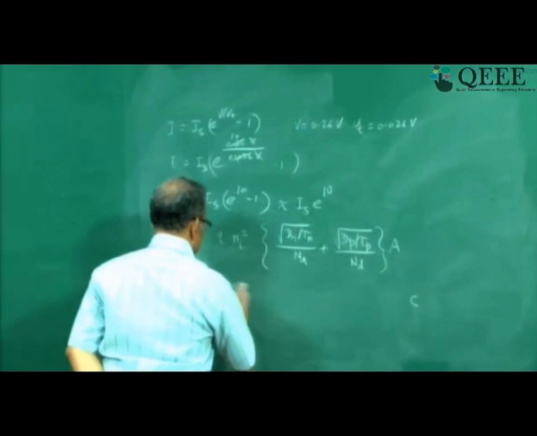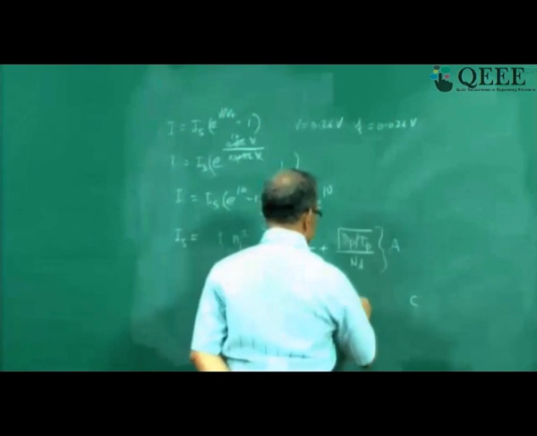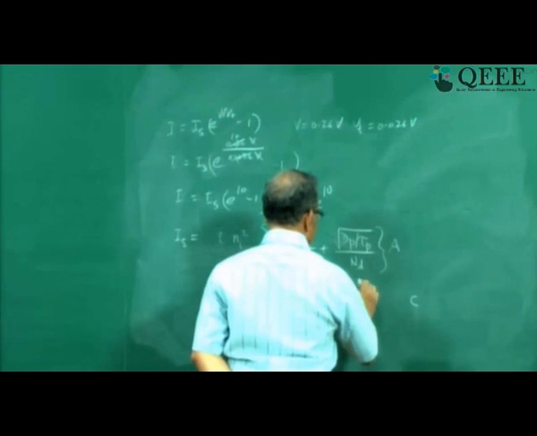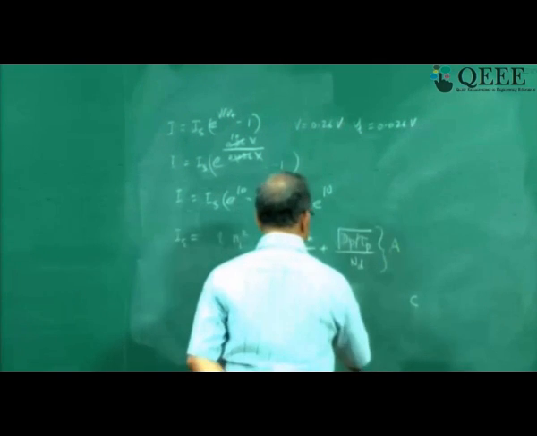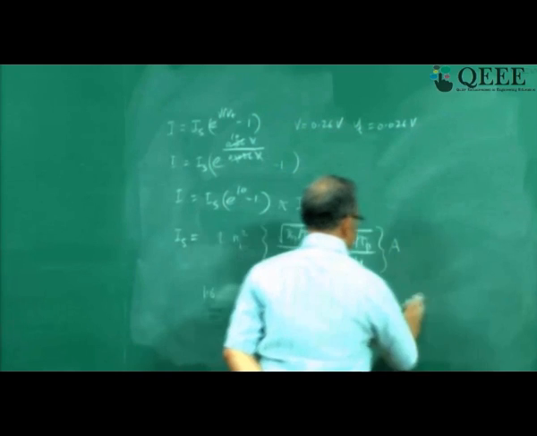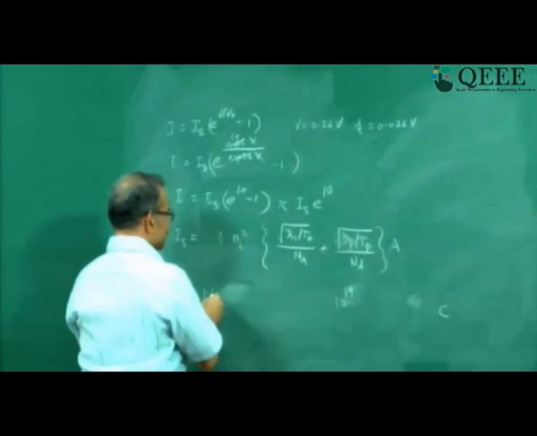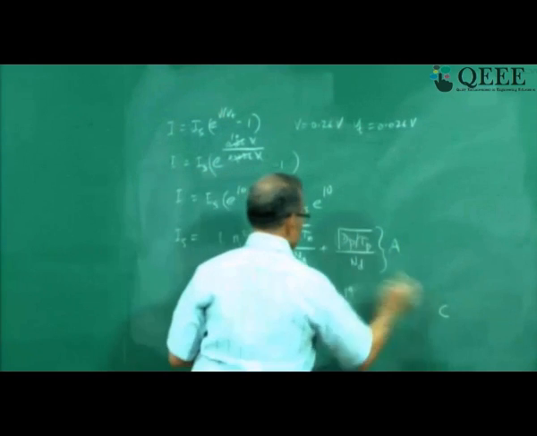So I will put the power here, 10 power 19. I will leave sufficient space, and I will put the units here and the power here. So 1.6 into 10 power 19 coulombs.